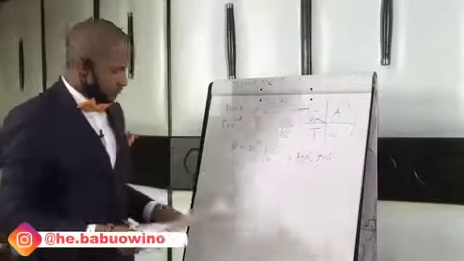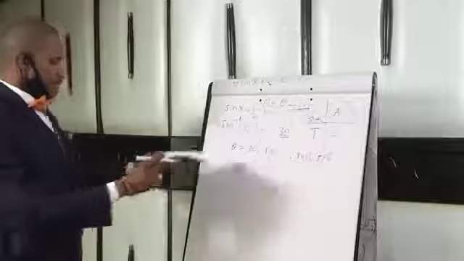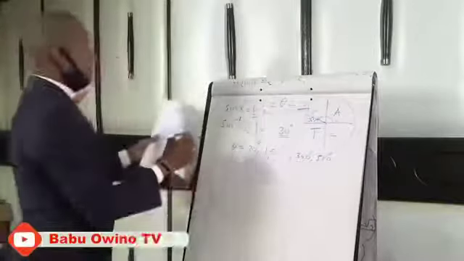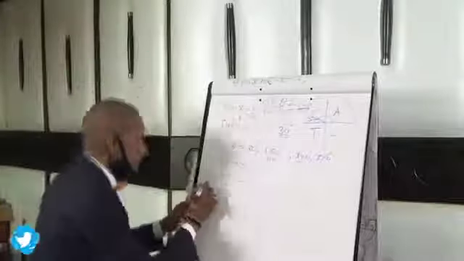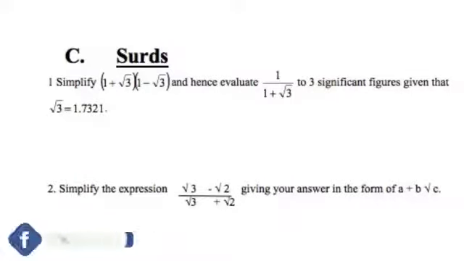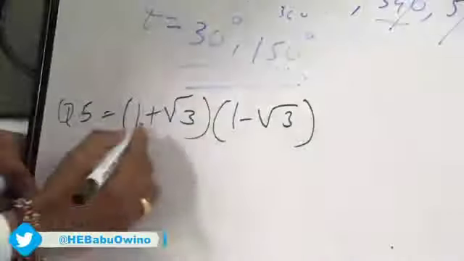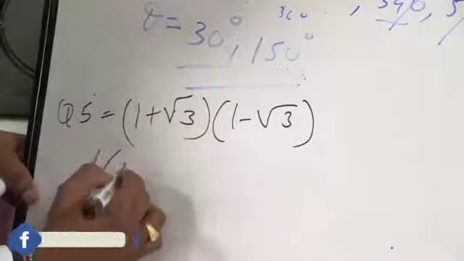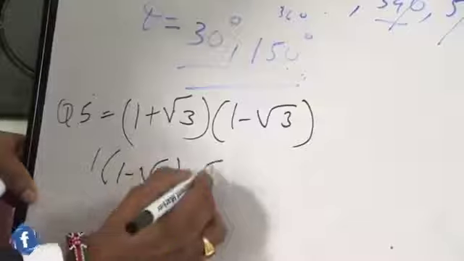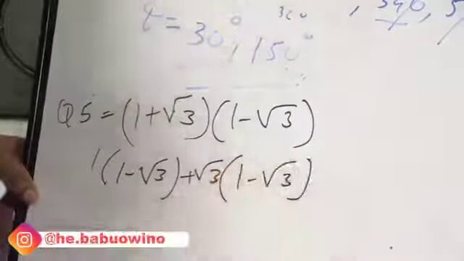Our next question is on surds. This is question number 5. We are told to simplify (1 plus root 3) into (1 minus root 3). This is surds: 1 plus root 3 into 1 minus root 3. These surds are conjugates of one another. Therefore, you just expand it. When you expand it, you write 1 into (1 minus root 3) plus root 3 into (1 minus root 3).